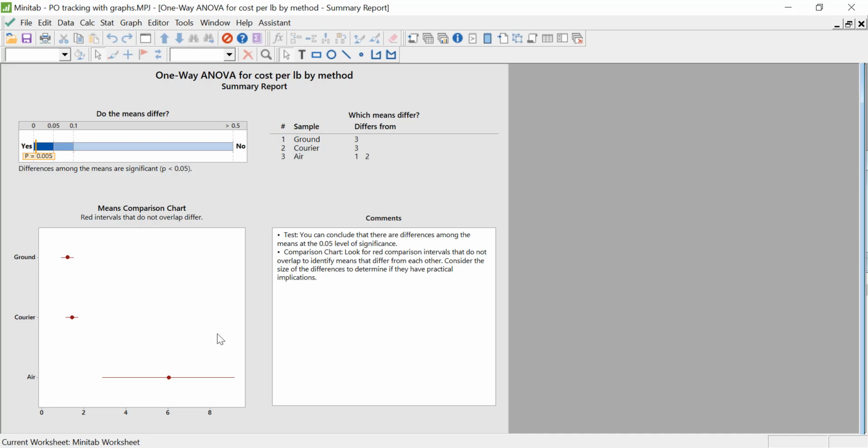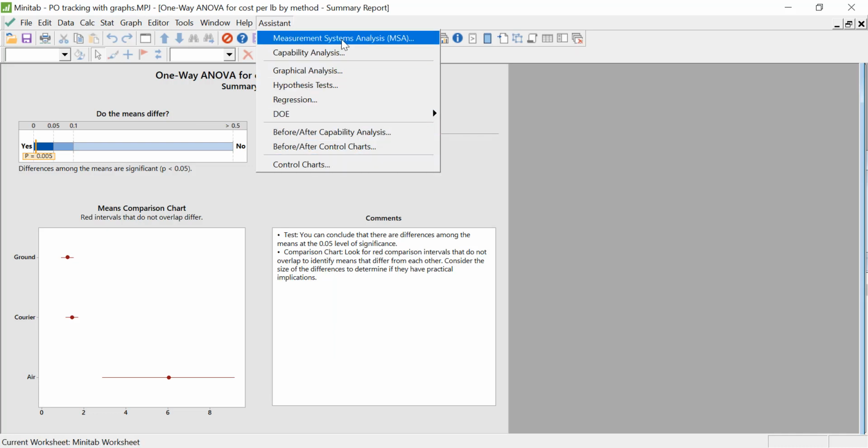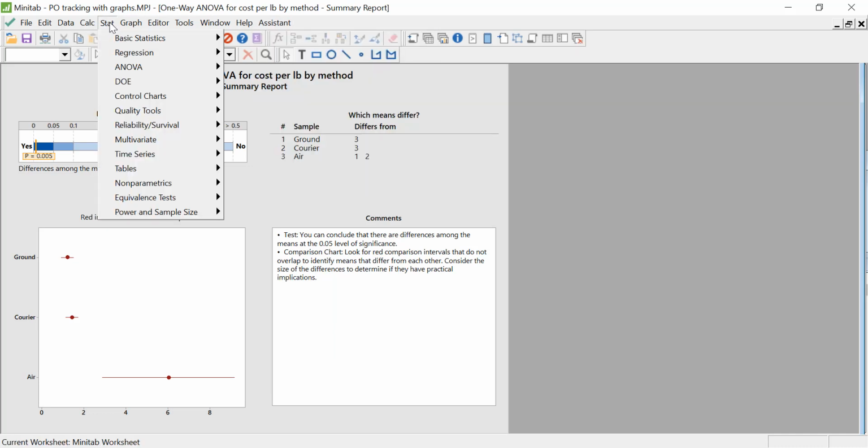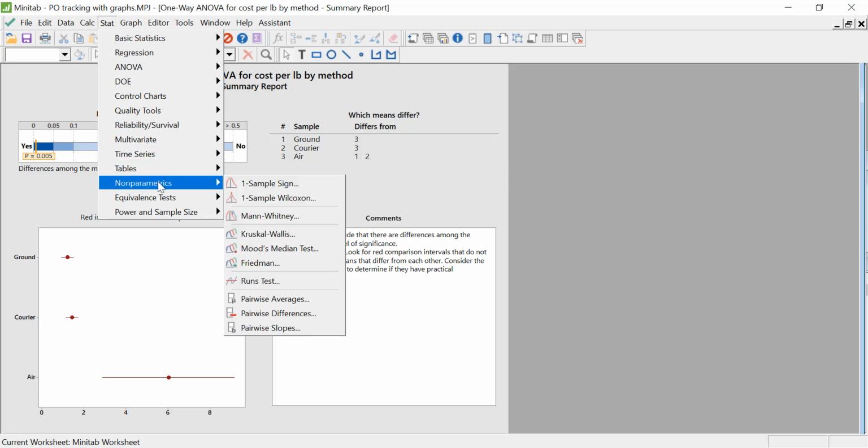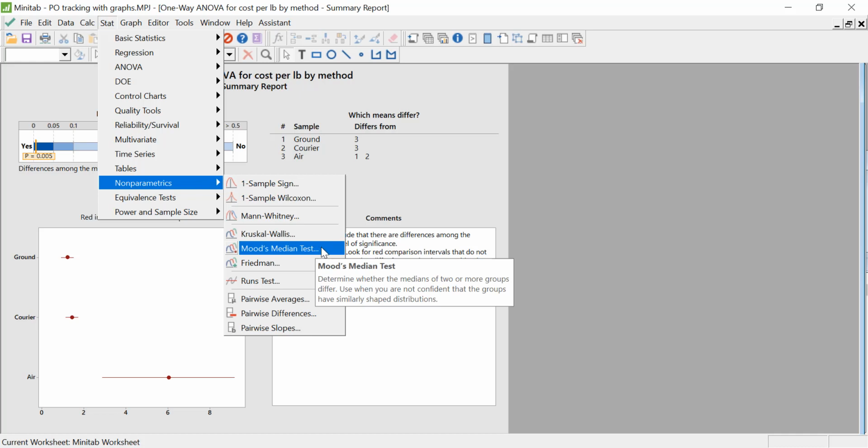We're going to be talking about non-parametric statistics, right? If the assumptions of analysis of variance are not met, such as your data are not normally distributed, then you're going to want to use non-parametric methods. Now, there's no provision for non-parametric analysis in the assistant, so we'll have to go back to the regular stat menu here where it says non-parametrics. And it just so happens Mood's median test is the group we're going to use for more than 2 groups when we're not confident that the data follows a similar distribution.